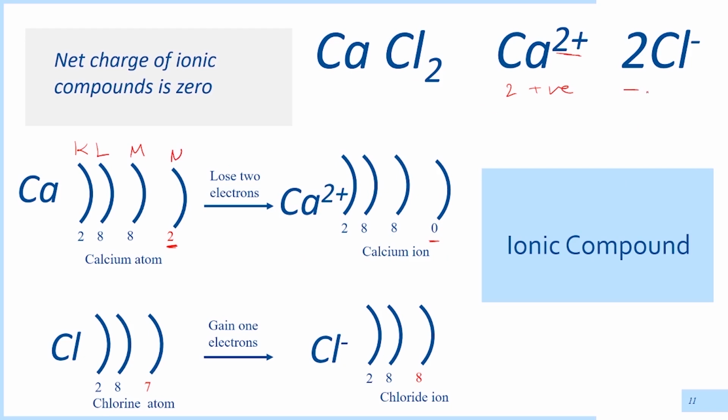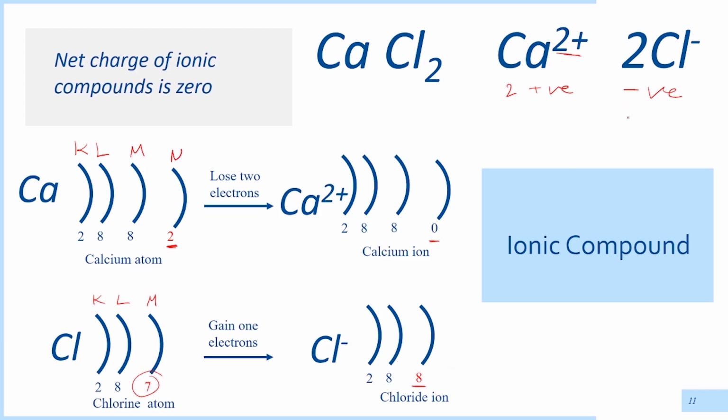The chlorine atom has 17 electrons, 2 in the K shell, 8 in the L shell, and 7 in the M shell. During the formation of the ionic bond, the chlorine atom gains 1 electron and becomes a chloride ion with a -1 charge, because it gains 1 electron, which makes the number of electrons larger than the number of protons by 1.